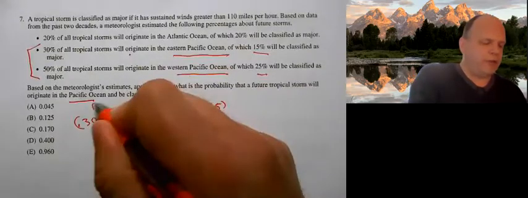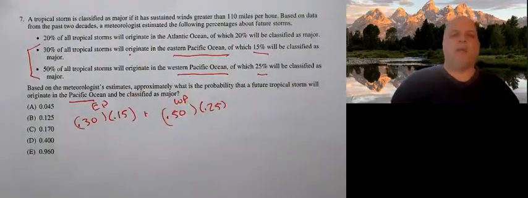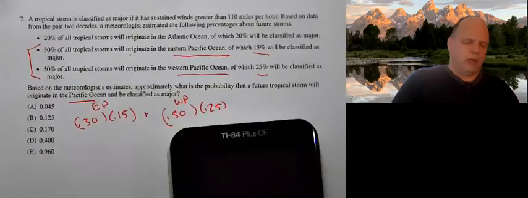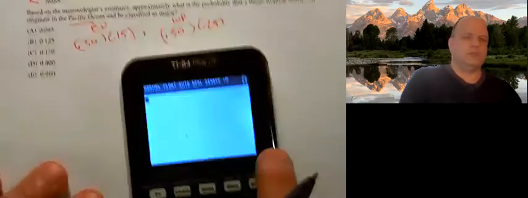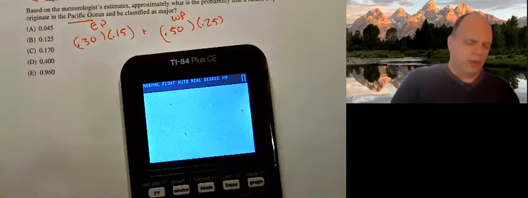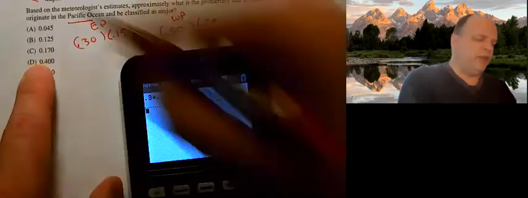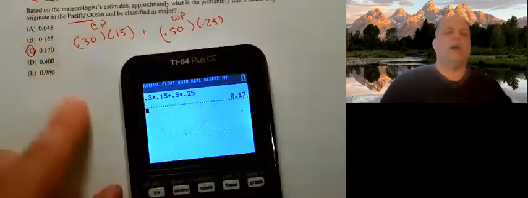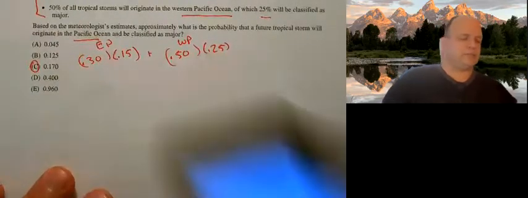So we have Eastern Pacific plus Western Pacific storms, and that makes up the Pacific. So here we go with the calculator. 0.3 times 0.15 plus 0.5 times 0.25, and I get about 17%. So the best answer for 7 is C.